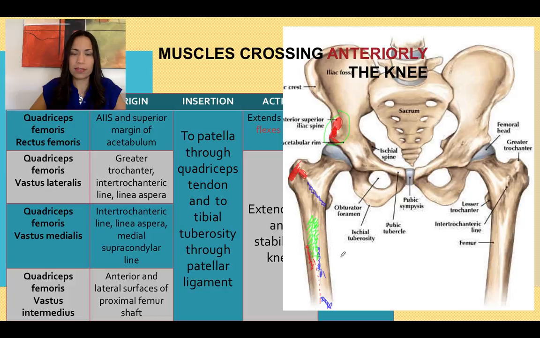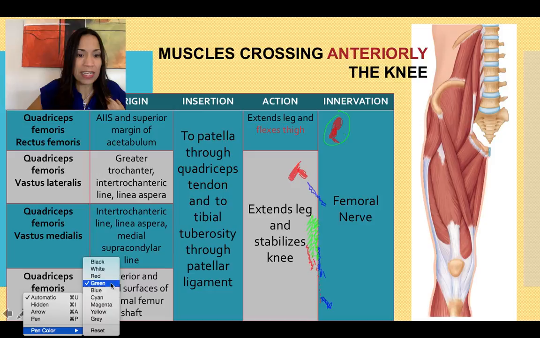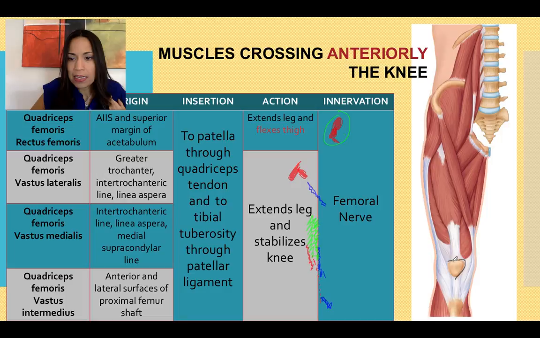From these different origins, they all merge to form a single muscle. That is that one, okay? Which is the quadriceps femoris, and they all insert together. So here we have, remember, the patella is embedded, actually. It's a sesamoid bone that is embedded in the tendon of the quadriceps muscle. And the patella has this base that points superiorly and the apex, or the tip of that triangle, points inferiorly, okay?